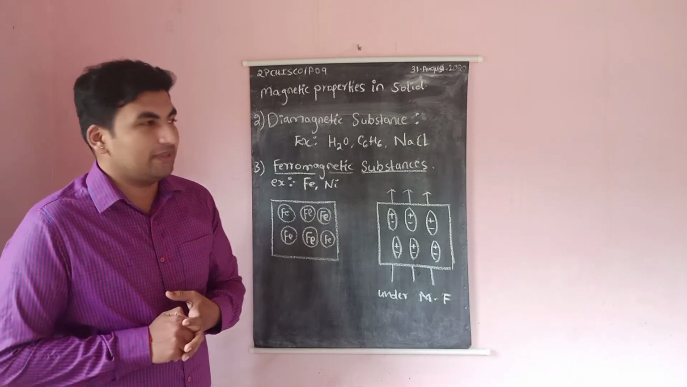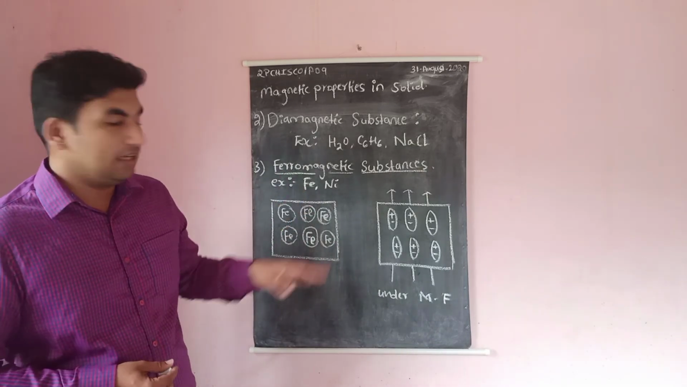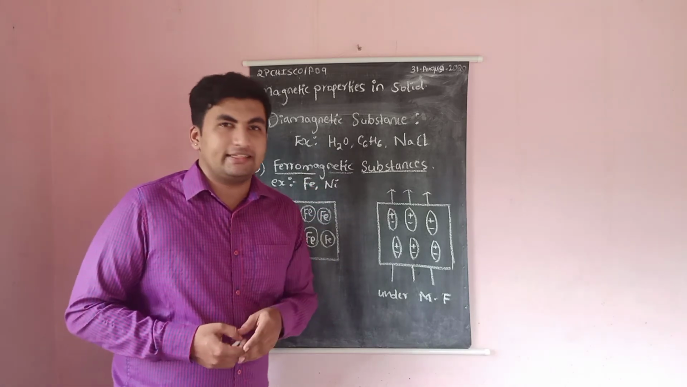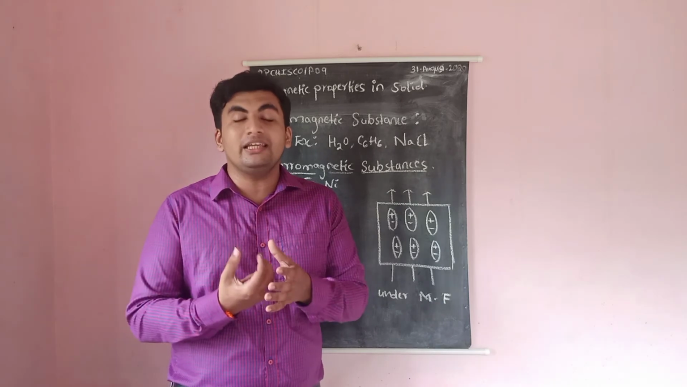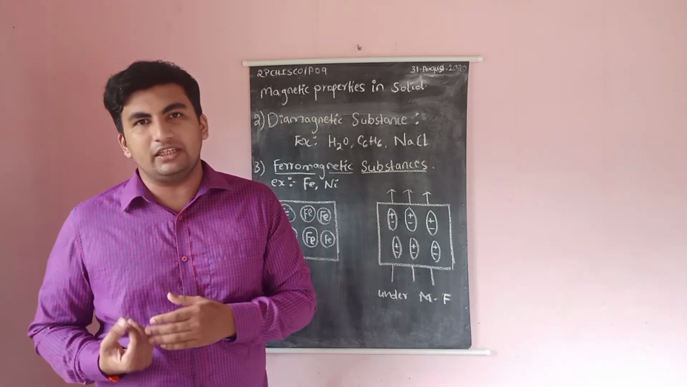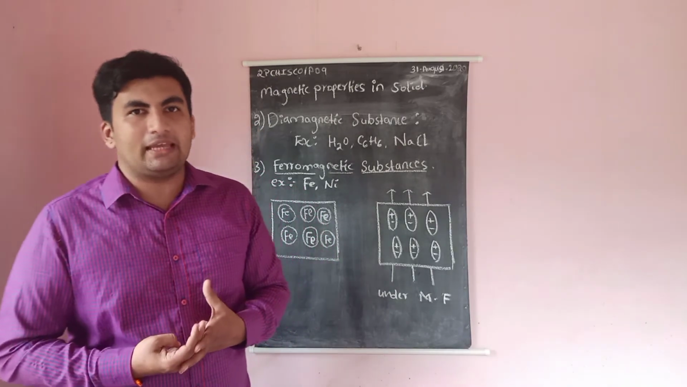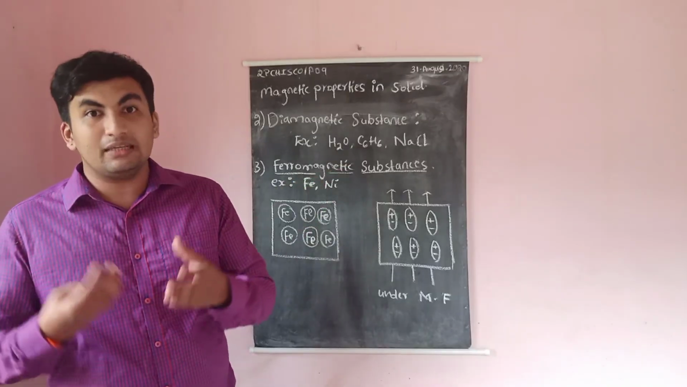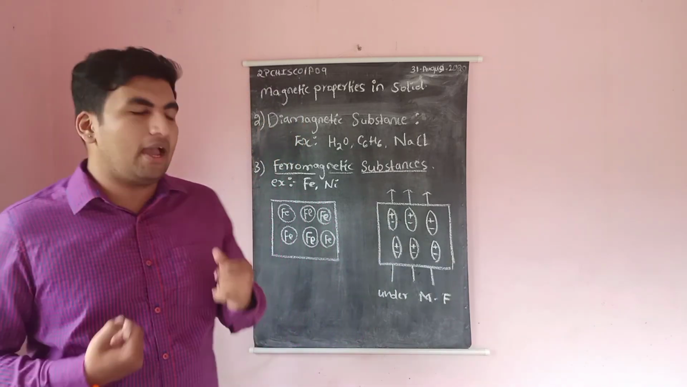The next one is ferromagnetic substances. Examples: iron, nickel, cobalt, etc. Ferromagnetic substances are the substances which are strongly attracted by the magnetic field, or in other words, they are permanent magnets. These substances are permanent magnets, and they are strongly attracted by the magnetic field.